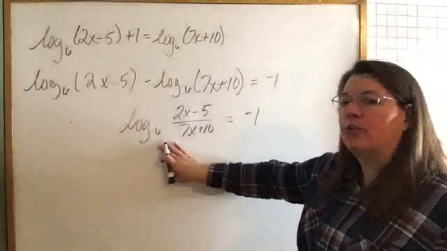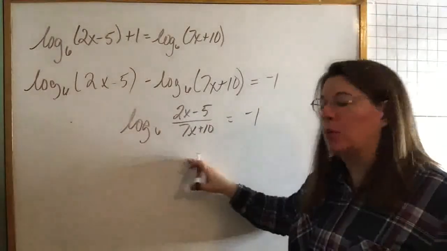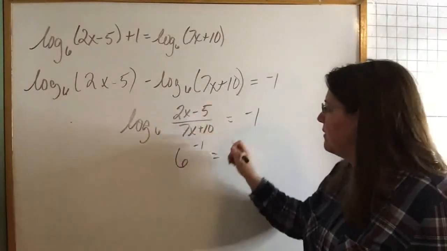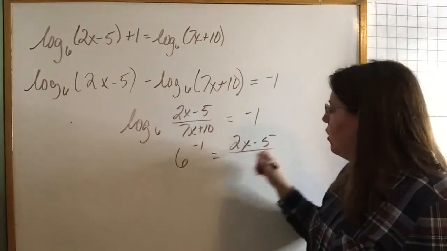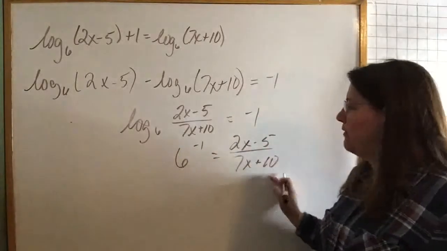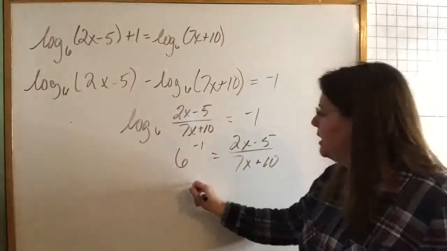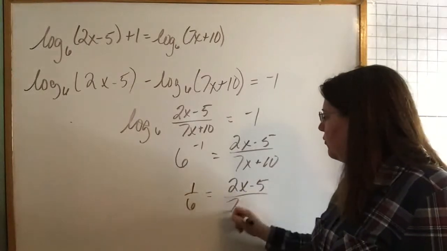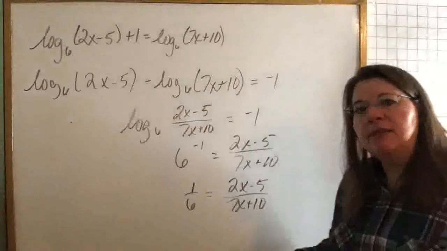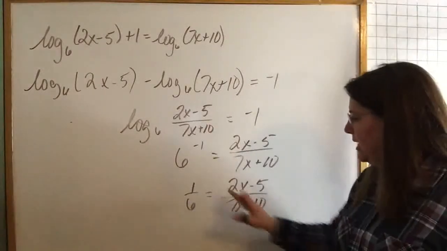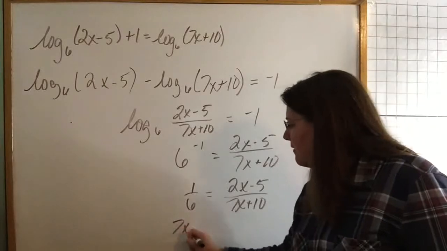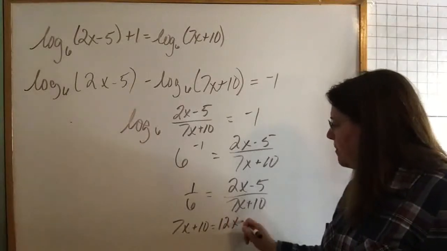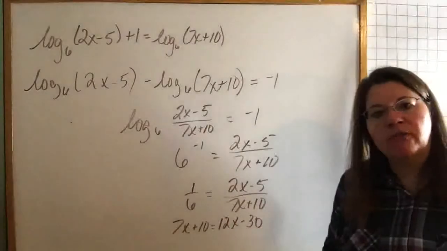Now I can convert this to exponential form because all my logs are on one side. So 6 to the negative 1 is equal to the rest of it, 2x minus 5 over 7x plus 10. To solve that equation, 6 to the negative 1 is 1/6. That equals 2x minus 5 over 7x plus 10. And then to solve that equation, I can cross multiply. 1 times 7x plus 10 is 7x plus 10. 6 times 2x minus 5 is 12x minus 30. And then I can solve that simple equation.